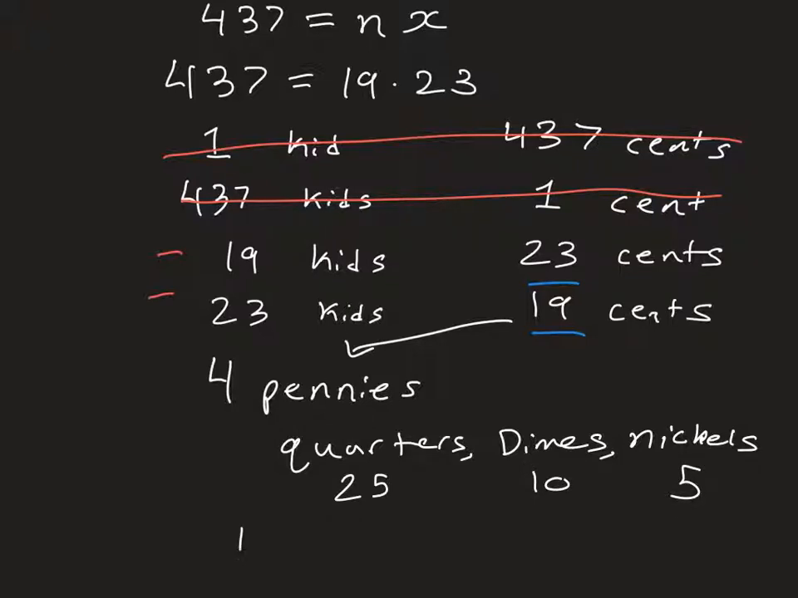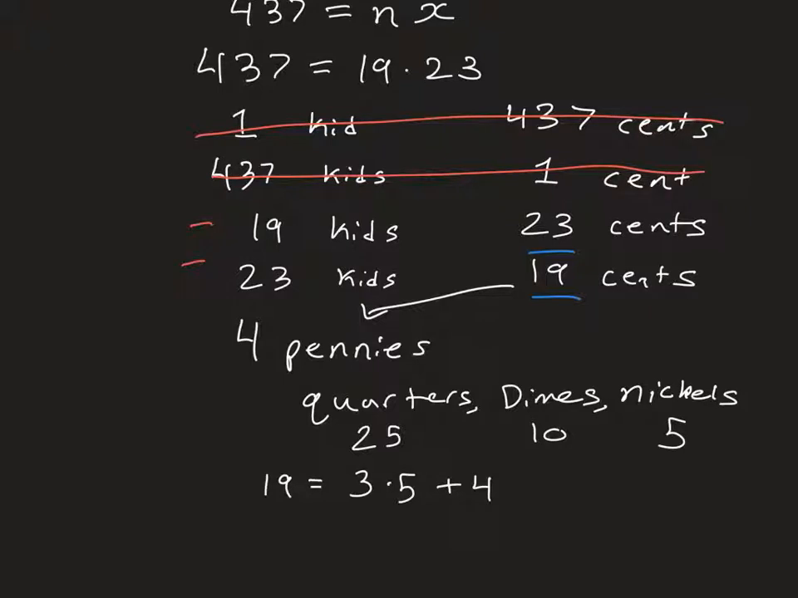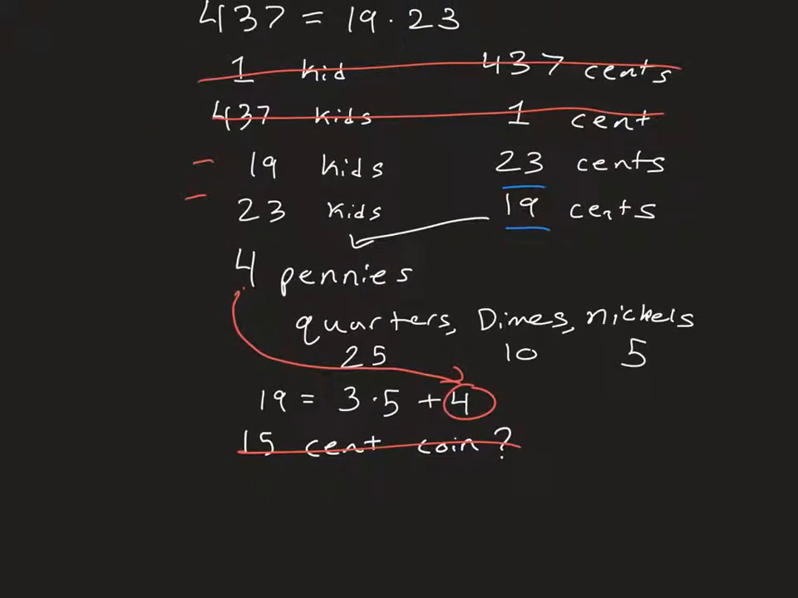So since 19 is equal to 3 times 5 plus 4, the rest has to come from pennies. And there's no 15-cent coin. Because once you use 4 pennies, you only have 1 coin left, and that's impossible. So that means you can't make 19 cents using 5 coins.